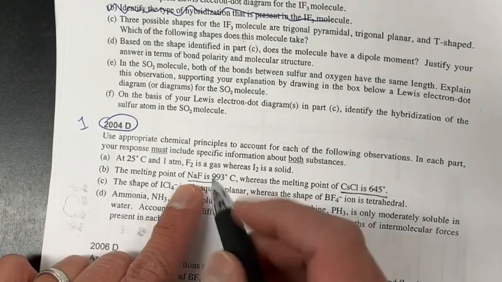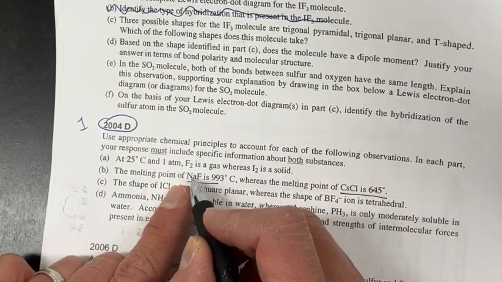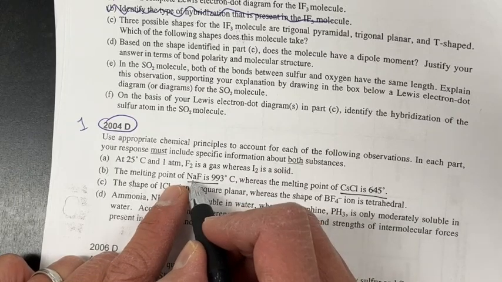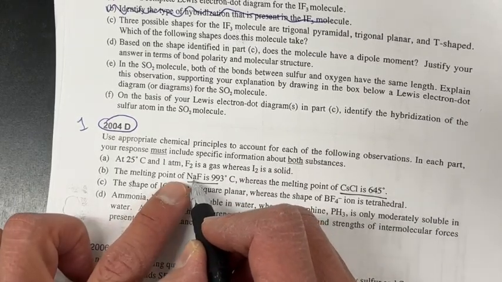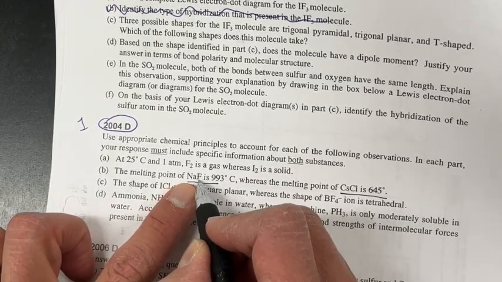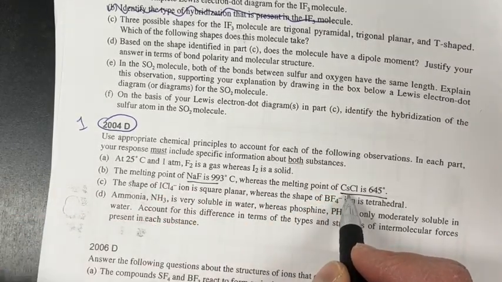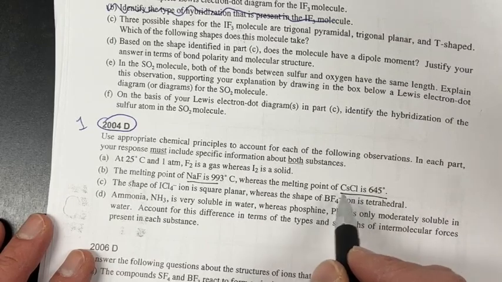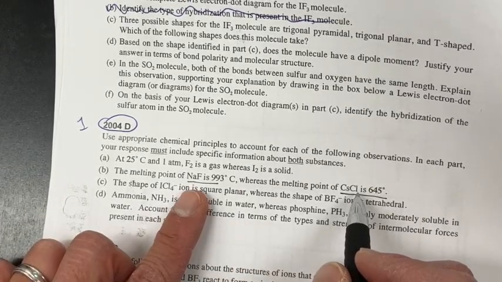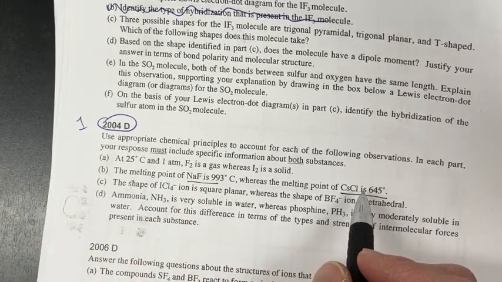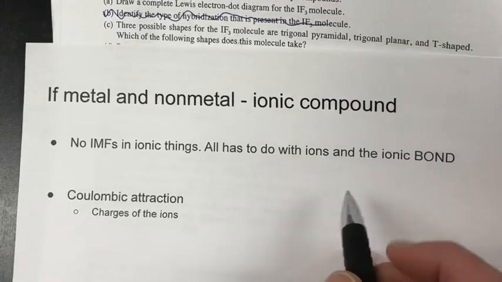What do I have? Na is a non-metal. Sorry, this is a metal. F is a non-metal. Same thing here. Cs is a metal. Cl is a non-metal. So we have an ionic substance. And now we have to deal with ionic bonds.